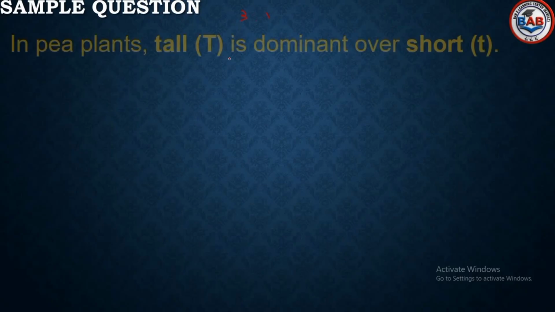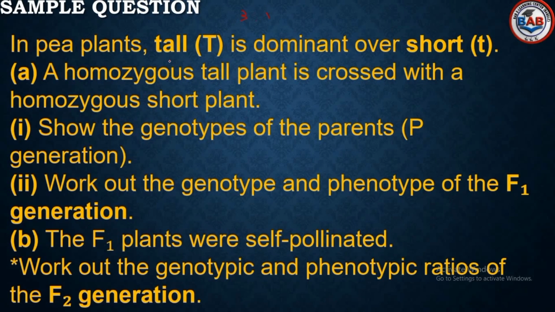Let us look at the sample question that shows the derivation of Mendel's genotypic ratio and phenotypic ratio of 3:1. In plants, tall T is dominant over short. A homozygous tall is crossed with homozygous short.